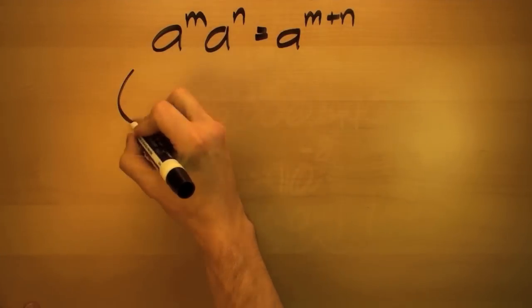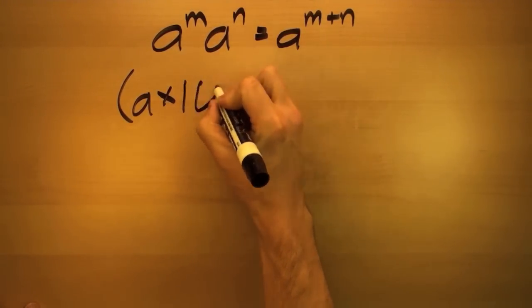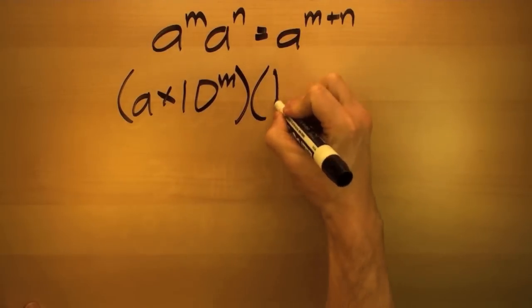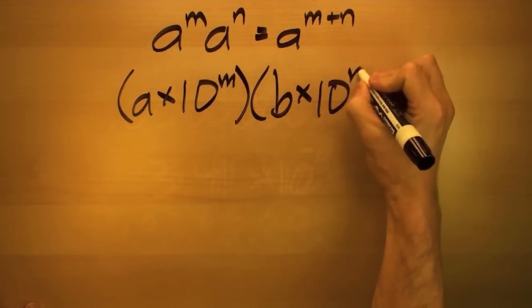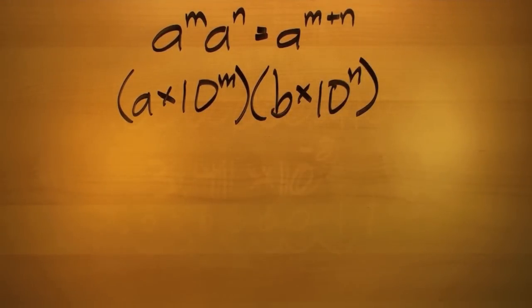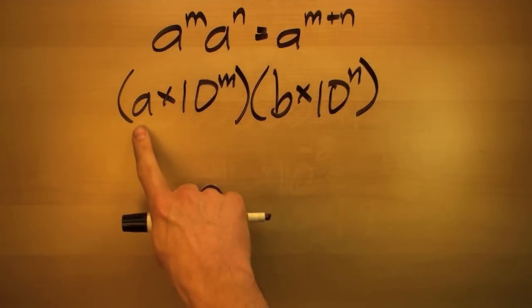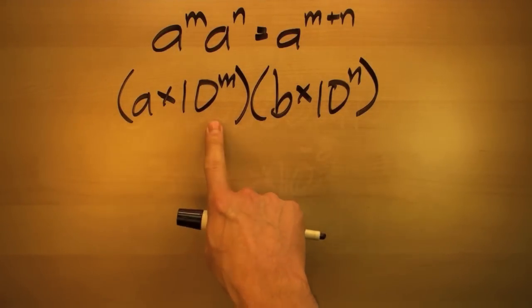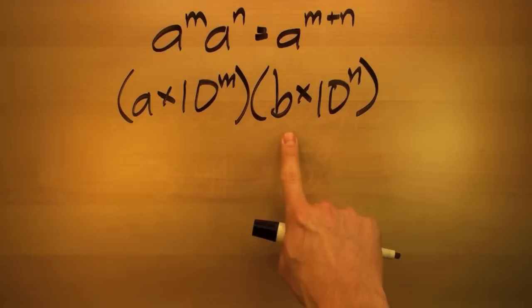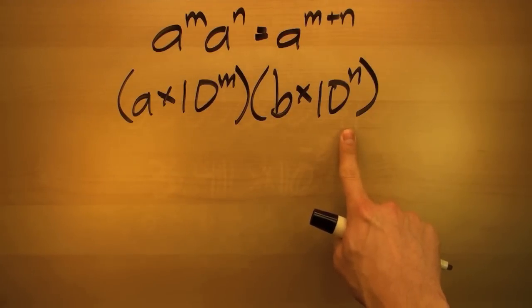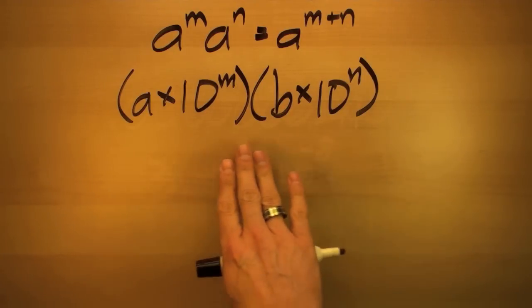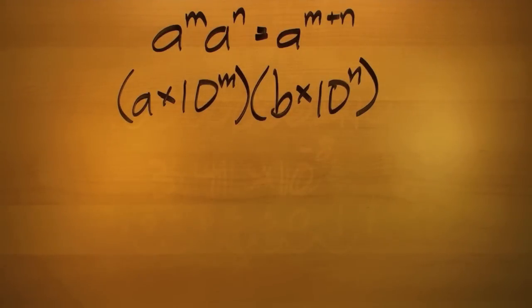So if we've got a times 10 to the m times b times 10 to the n, so that's two numbers written in scientific notation. Well, really we have four things multiplied together. We have an a times a 10 to the m times a b times a 10 to the n. Well, we can order these in whatever order we want. The order in which we multiply doesn't matter. 4 times 3 is the same as 3 times 4.